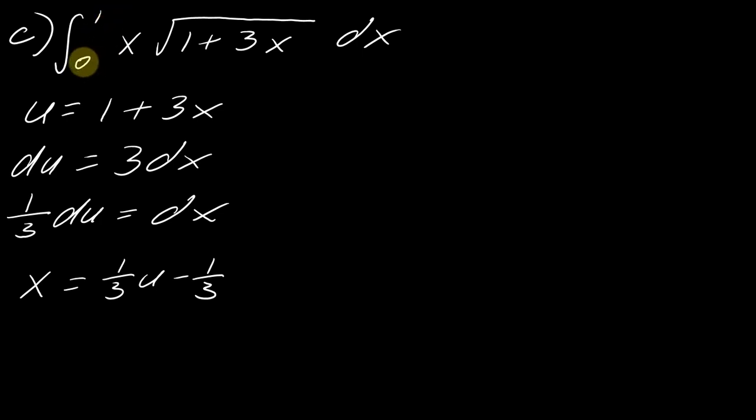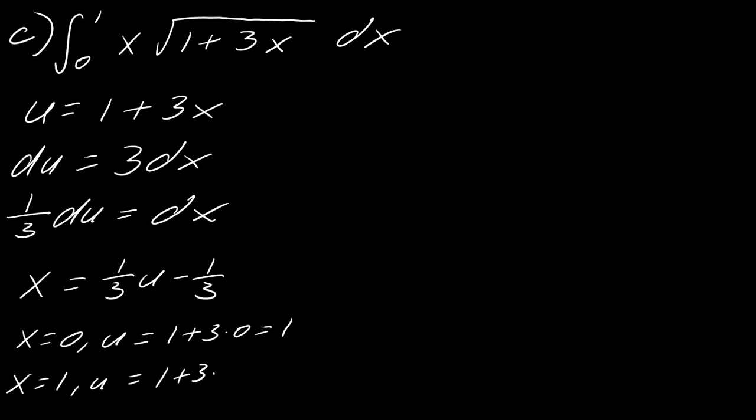So now, let's start with this one, starting with 0. When x is 0, my u will be 1 plus 3 times 0, so this is 1. And when my x is 1, my u will be 1 plus 3 times 1, so this equals 4. Now I can finally actually do this, right? I can flip my limits of integration, so this goes from 1 to 4 now.